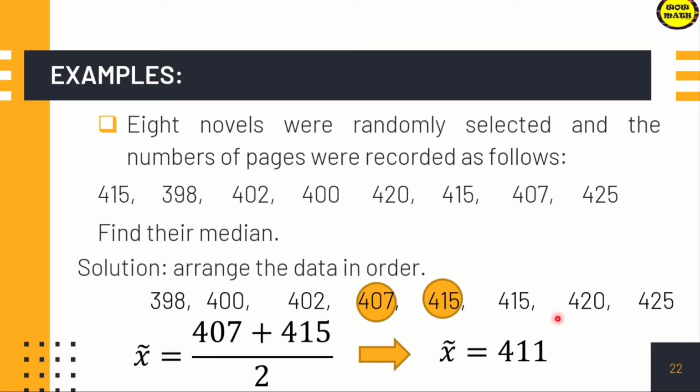Hindi. So unlike sa mean, na kapag binago natin ito or nagalaw yung dulong number or kahit saan man dyan, magbabago yung mean natin. Pero sa median, kahit maging 500 yung dulo, o kahit ito maging 450, hindi pa rin magbabago yung value ng median natin.